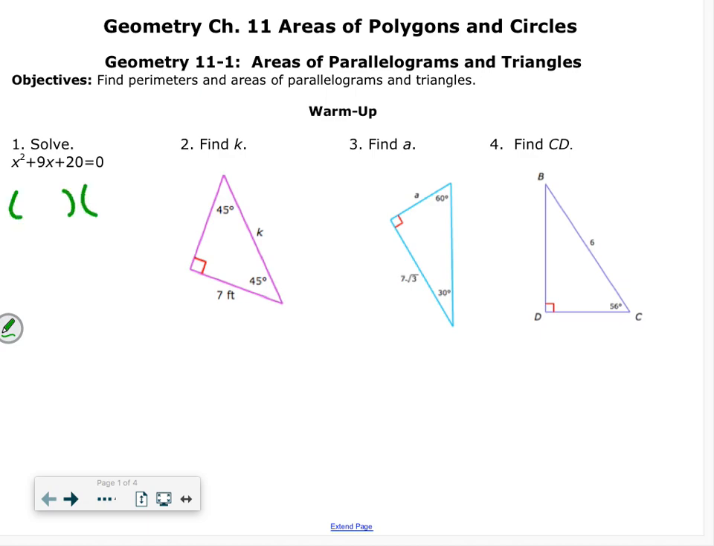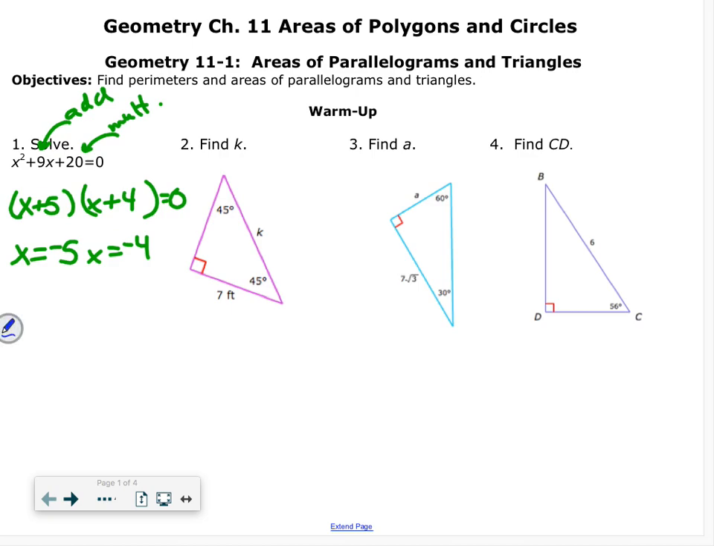So in this case, for number 1, we're looking for two numbers that add up to 9 and multiply to be 20. If we think about it, 5 and 4 multiply to be 20 and add up to be 9. So when we actually solve those, we get x equals -5 and x equals -4.